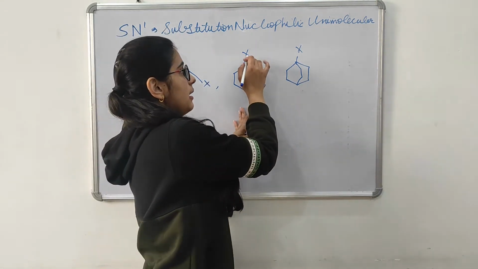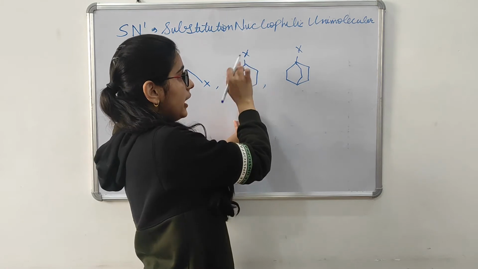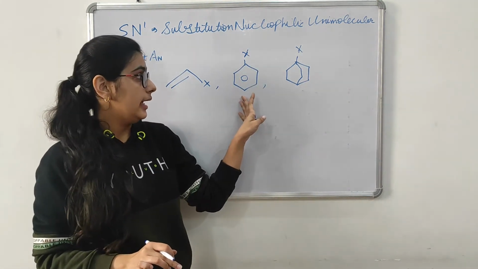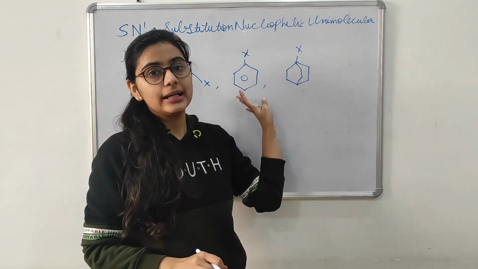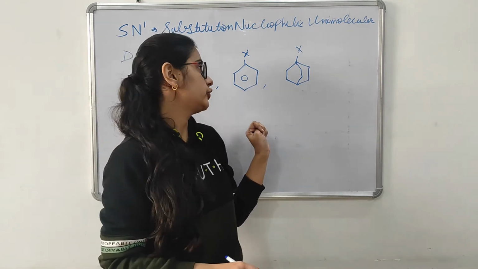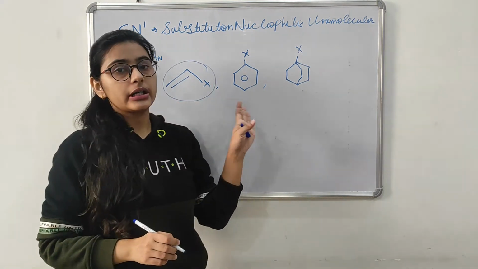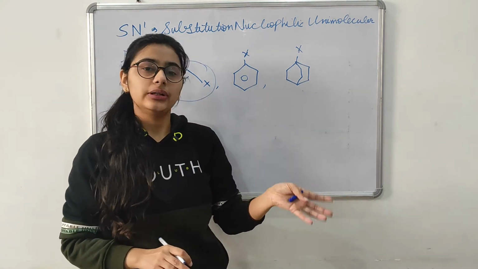Here, this carbon halogen bond will get partial double bond character by resonance. That's why it will also not react in SN1 and SN2 reaction. And this compound, aryl halides, will also not react by SN1 and SN2 reaction.